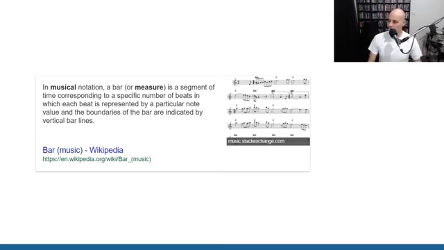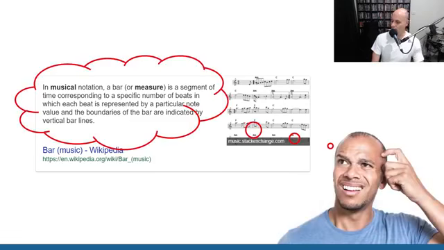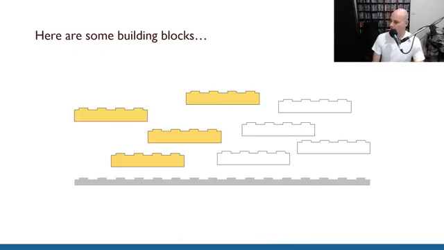Okay, so in musical notation, and this is straight from Wikipedia, a bar or a measure is a segment of time corresponding to a specific number of beats in which each beat is represented by a particular note value and the boundaries of the bar are indicated by vertical bar lines. All right, so if you look anything like this guy, I don't blame you, right? Now, technically, that is correct. That's what a bar is, but it's just a little bit too full on. So we're going to break it down a lot easier than that.